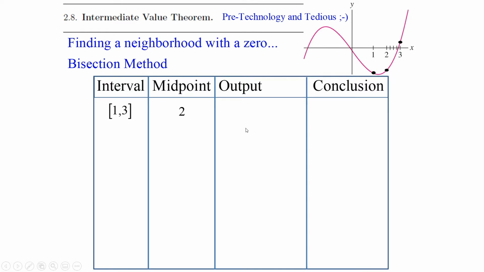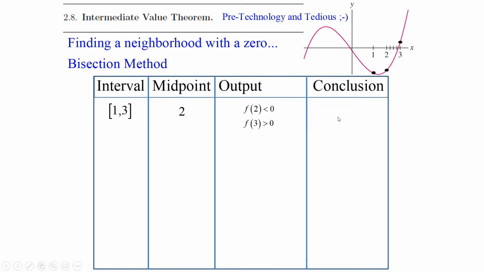So let's talk outputs, F of 2 and F of 3. Okay, we're using F for function. F of 2 is a negative number, so it's less than 0. And F of 3 is going to be a positive number. It's greater than 0. So now I get to decrease my interval. I'm cutting it in half.